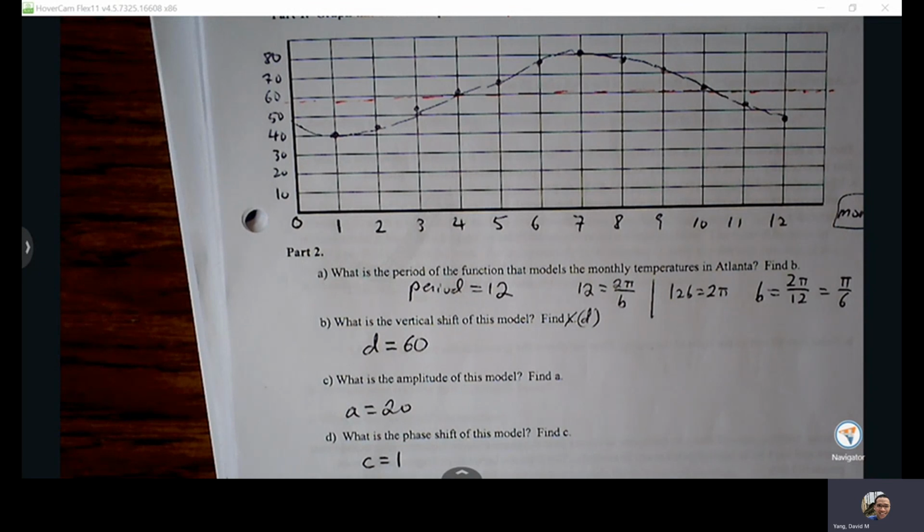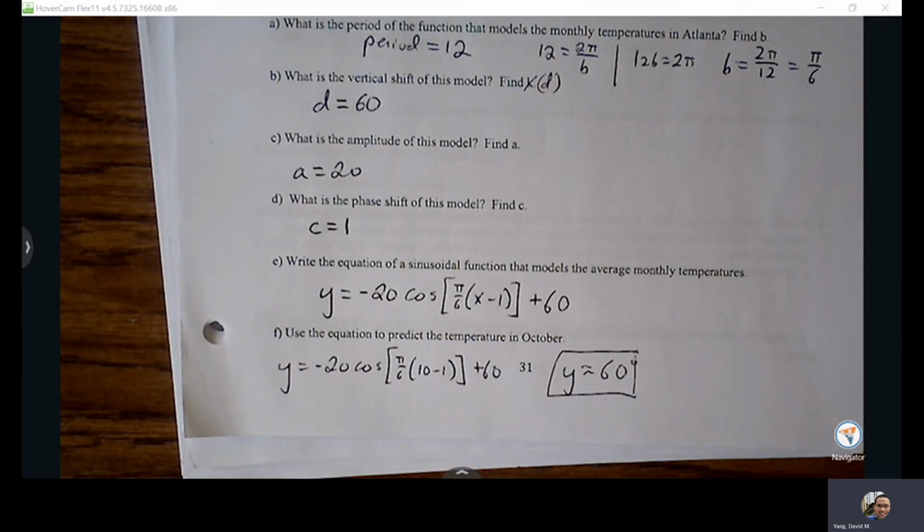But if it starts at 40, then I don't have a full cycle, so that's why.